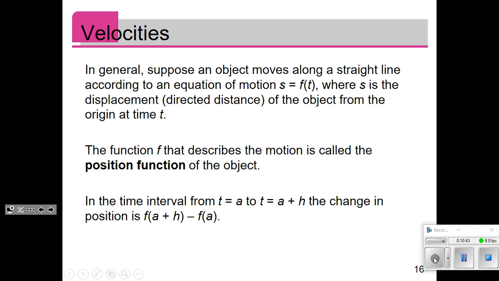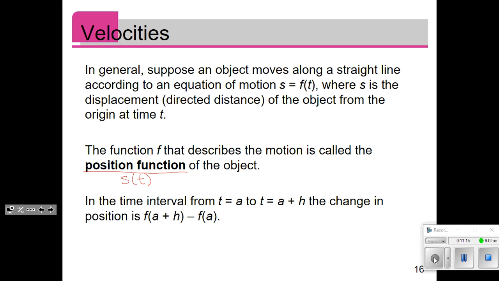In general, suppose an object moves along a straight line according to an equation of motion, s equals f of t, where s is the displacement or directed distance of the object from the origin at time t. The function f that describes the motion is called the position function. Position function in calc and above is almost always denoted by s of t.